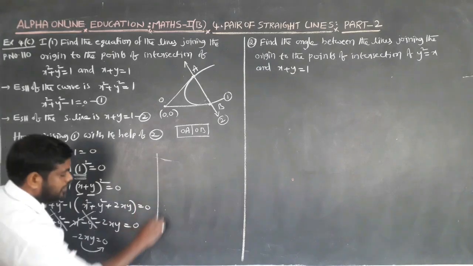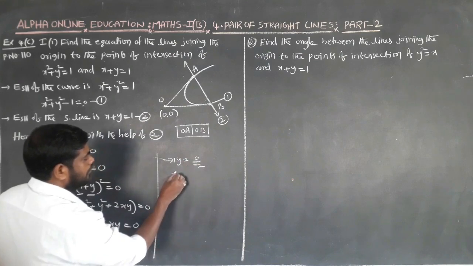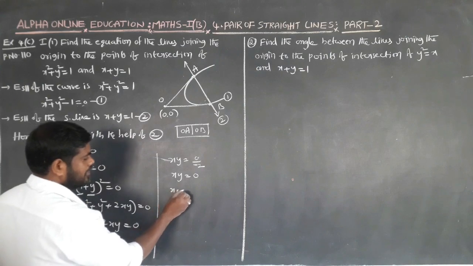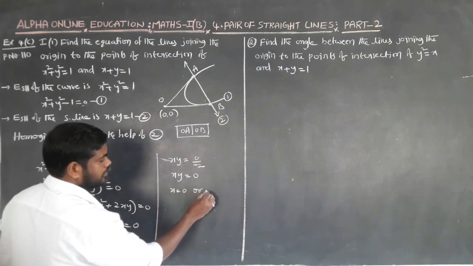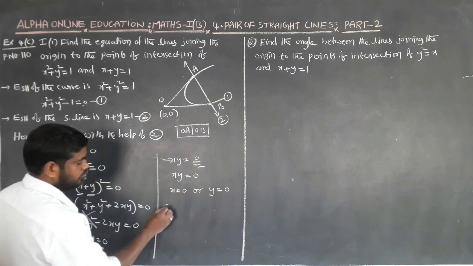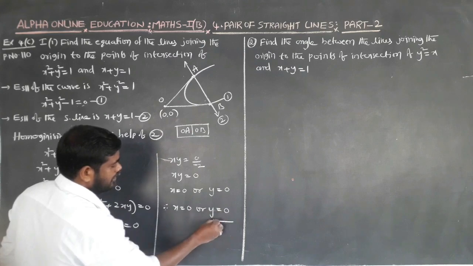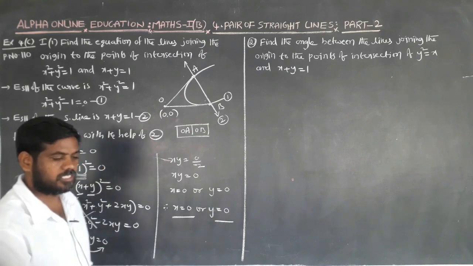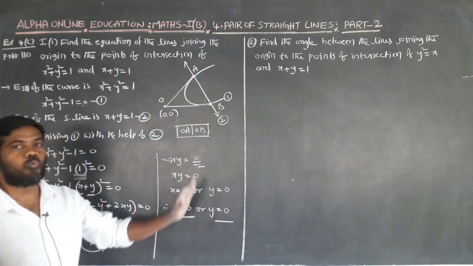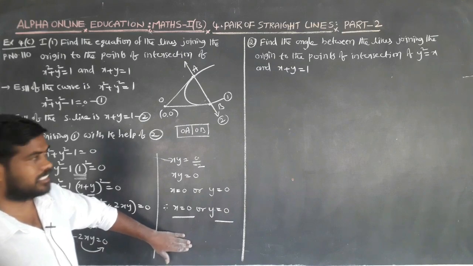xy is equal to 0 by minus 2. So xy is equal to 0. xy equal to 0 means x equal to 0 or y equal to 0. Therefore x is equal to 0 or y is equal to 0. This is the equation of the straight lines OA and OB. This is the process.